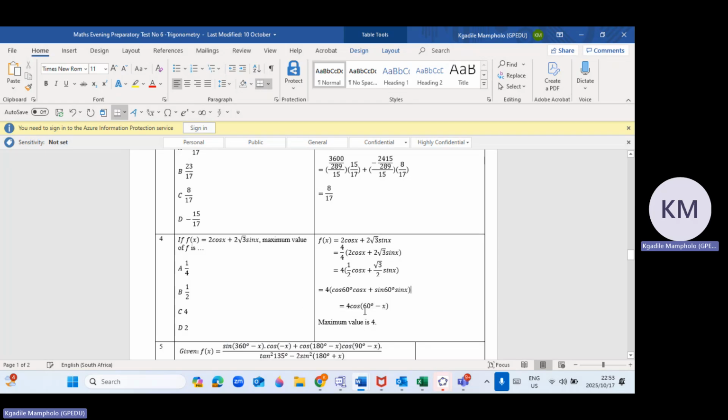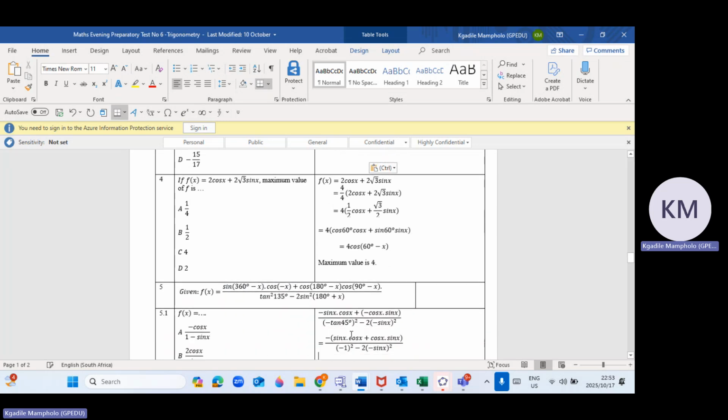And remember, even if the answer here was negative, we'll say the maximum is 4. So remember, even if the graph starts by going down, the maximum will always be this positive value. The maximum value will be the positive value, unless the graph undergoes a vertical shift. If it undergoes a vertical shift, then the maximum value can be negative. But here, there's no vertical shift.